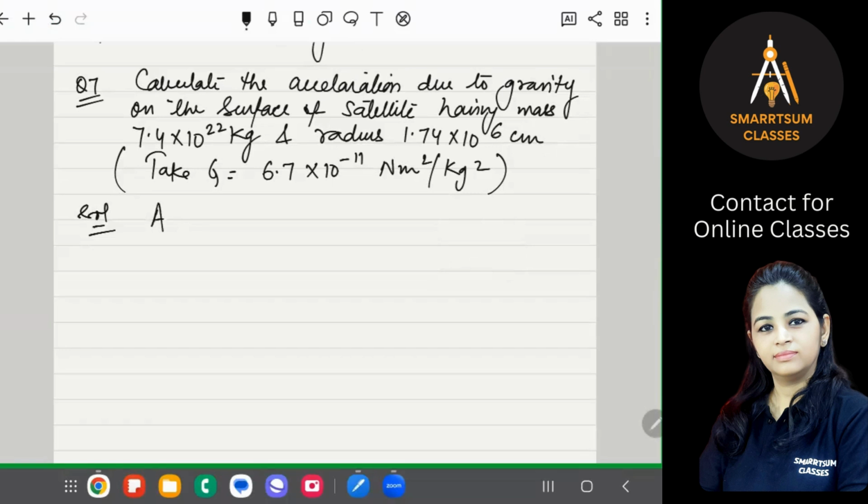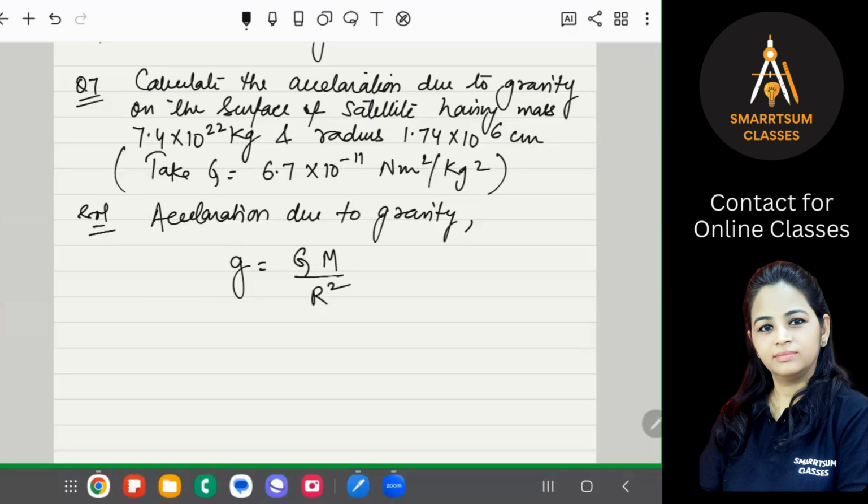As we know, first write down acceleration due to gravity. How to find acceleration due to gravity? Using this formula, you can find out the acceleration due to gravity of any celestial body, if you know its mass and its radius. Any satellite, any body, you can find it. So this is G, capital G, M upon R square, where M is the mass of the body, R is the radius of the body, and capital G is the gravitational constant.